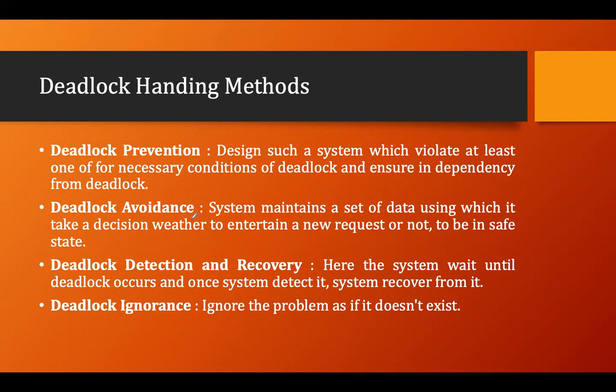Here, whenever a new process comes into the system and makes a new request, it will check the present condition of the system. If the present condition allows that request, and after allowing it the system will be in a safe state, then only will we allow the new request to enter the system. Otherwise, we just reject that particular request which is coming into the system.